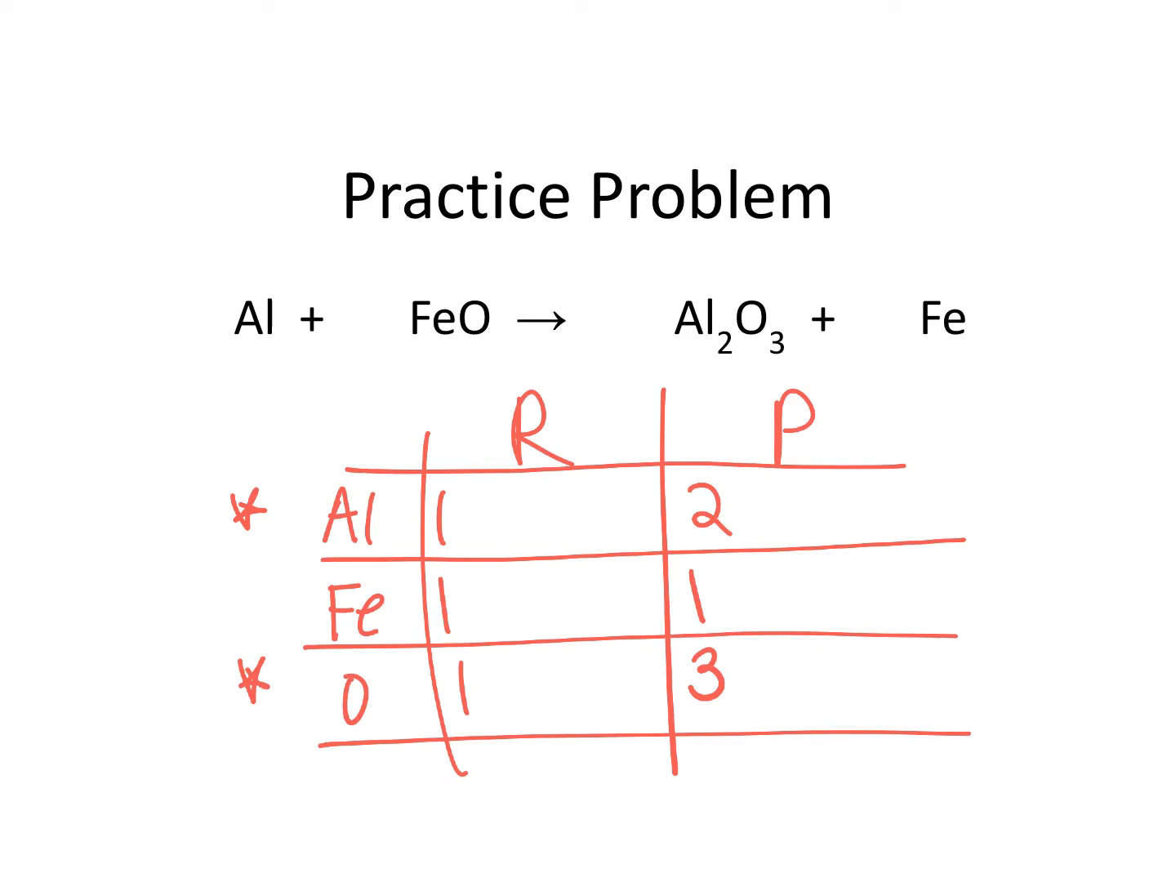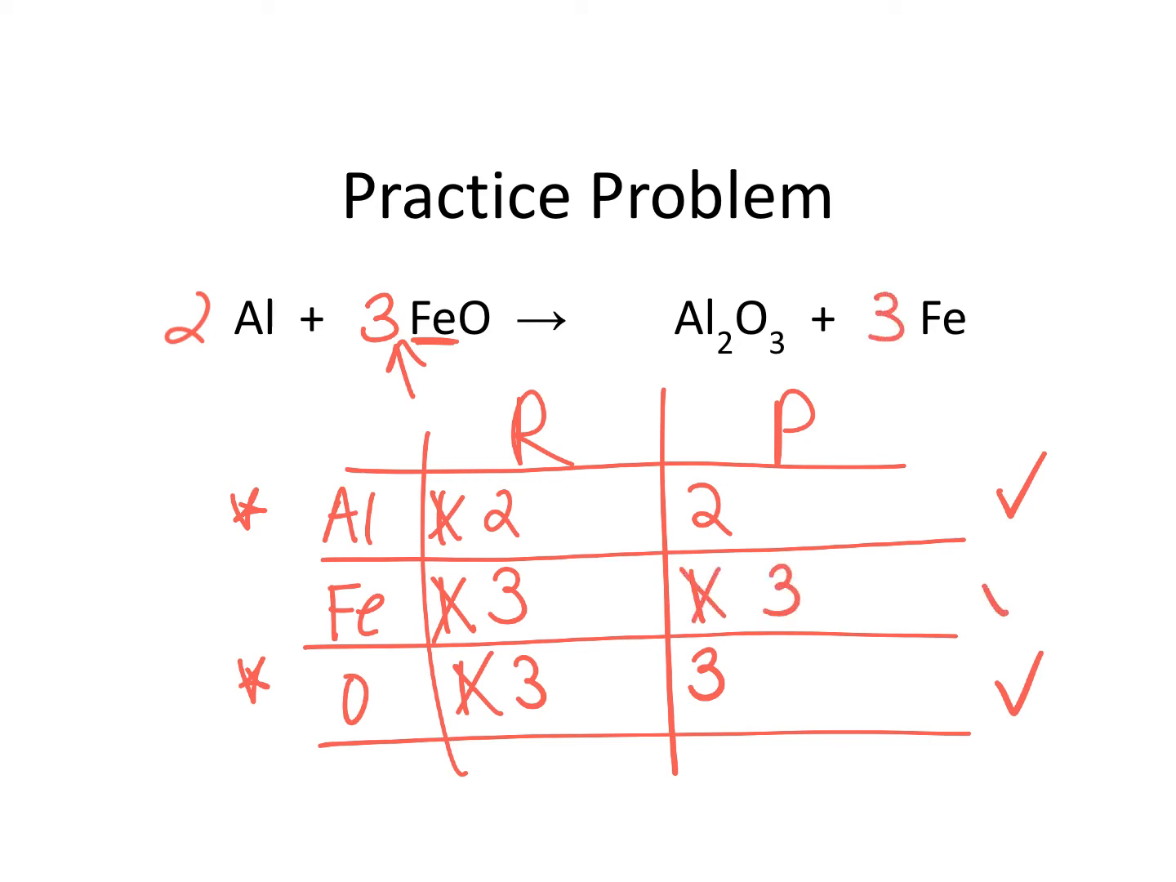Starting off, I'm going to put a 2 here to balance out my aluminums. That's going to make it good. Then I have my irons that are all set, but my oxygens have a different amount. So I'm going to put a 3 here. So my oxygens are good. But now I've messed with this iron here, and I have 3 irons. If I put a 3 here, that will balance out my irons, and I'm all set. This is my answer. And I don't need anything here. I have a 1, but I don't need that.